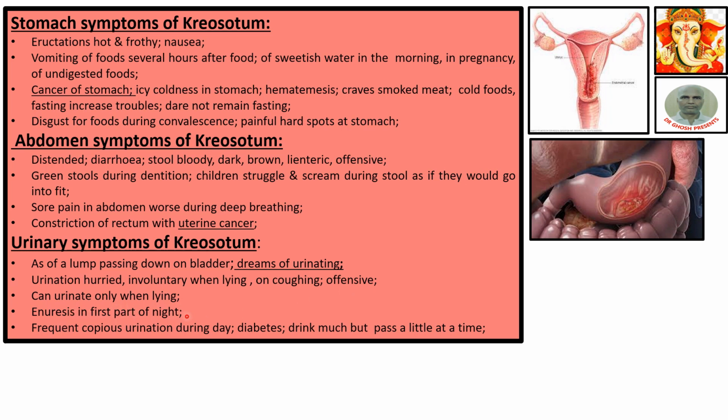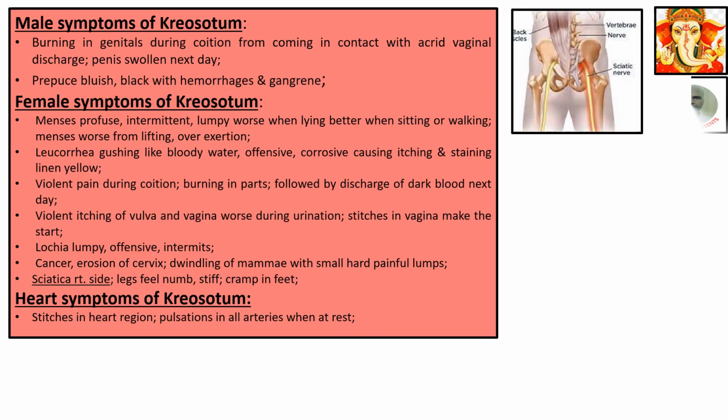Enuresis in the first part of night. It means involuntary pass of urine. Frequent copious urination during day, diabetes. Drink much but pass a little at a time. Male symptoms of Kreosotum: burning in genitals during coition from coming in contact with acrid vaginal discharge. Penis swollen next day. Prepuce bluish black with hemorrhages and gangrene.